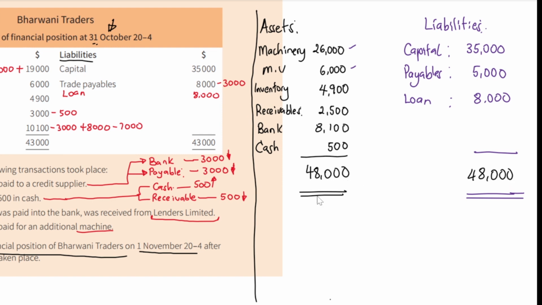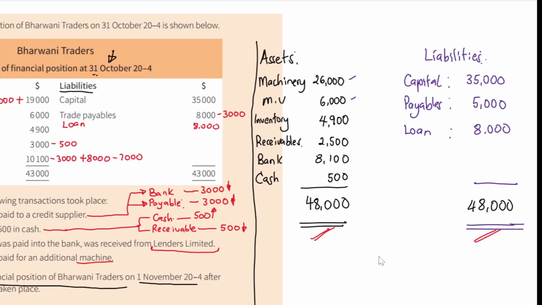So you realize that this is what shows that we're on the right track, when the total assets are equivalent to the total liabilities. That brings us to the end of this small exercise.